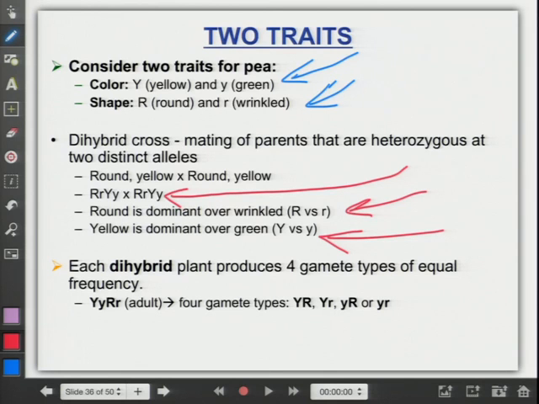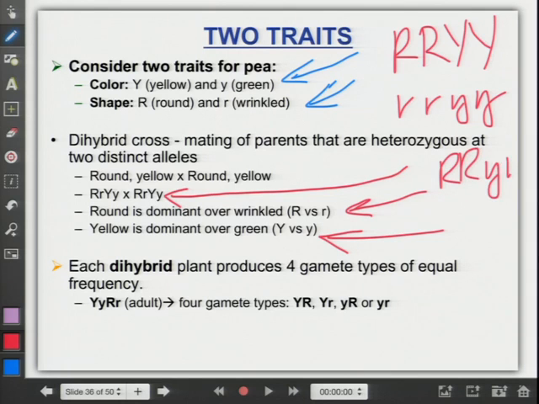Color and shape, right? So we'd set up the parental, which has to be true breeding. One parent could be true breeding dominant, the other could be true breeding recessive. In this case, it really doesn't matter if one parent is dominant for one and recessive for the other. They don't have to both be dominant and both be recessive to be considered parental.